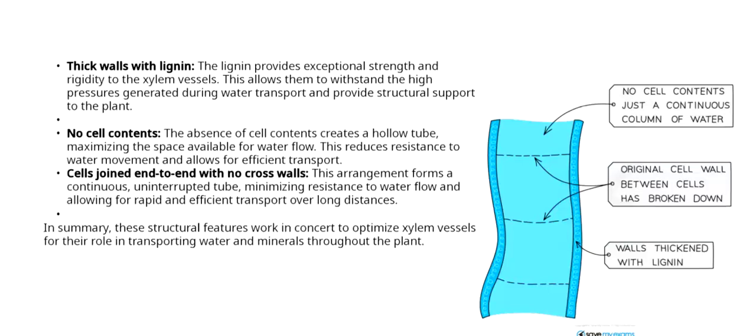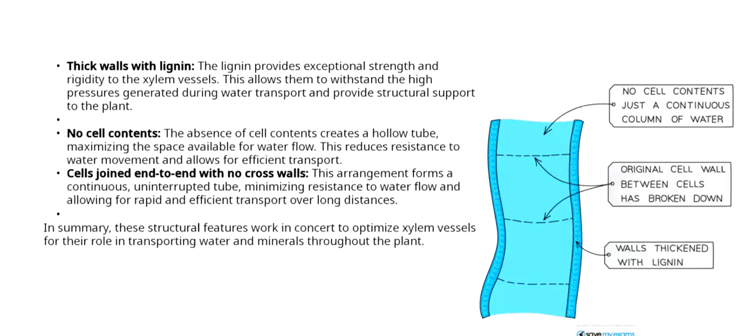2 marks. Why are these cells joined end to end with no cross walls, like two straws? As a straw, you use the straw to drink the cold drinks. If you connect two straws, three, four, it becomes a very long pipe. So as in the straw, both the ends are open. Here as well, in each vessel cell, end walls are open. So this arrangement forms a continuous, uninterrupted tube, minimizes the resistance to water flow and allows for rapid and efficient transport over long distances. 2 marks.